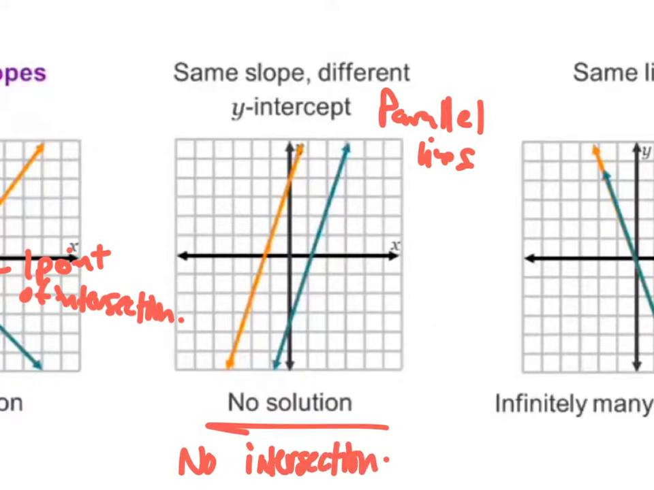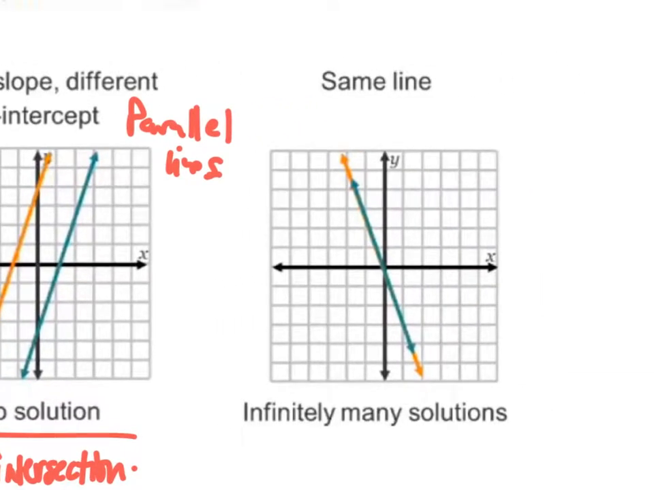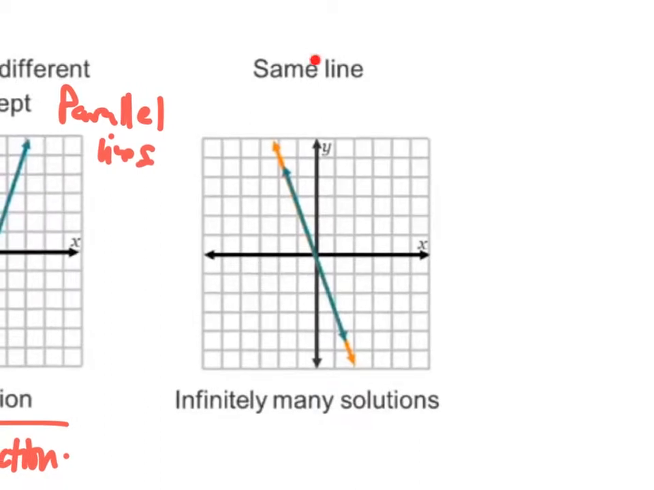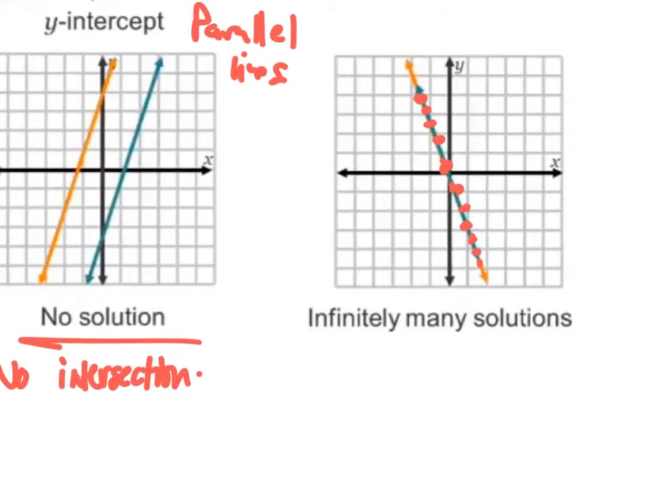Okay? Then, all right, the next thing we want to look at is if you have the same line. Okay, if you have one line that's on top of the other, then you have infinitely many solutions because you have all of these different intersection points that go on forever in both directions. And they'll just have an infinite number of intersection points. So that's what we're looking for, okay?